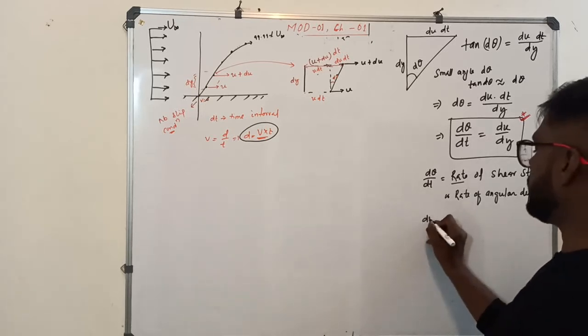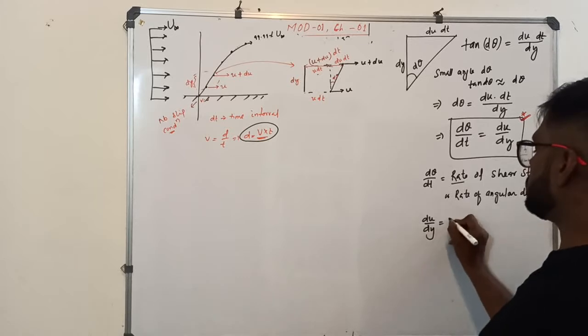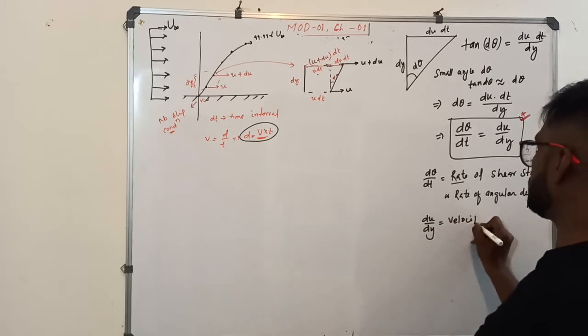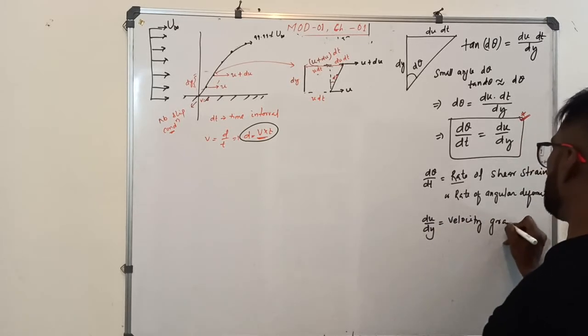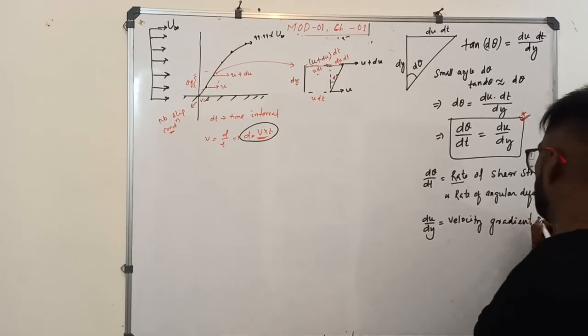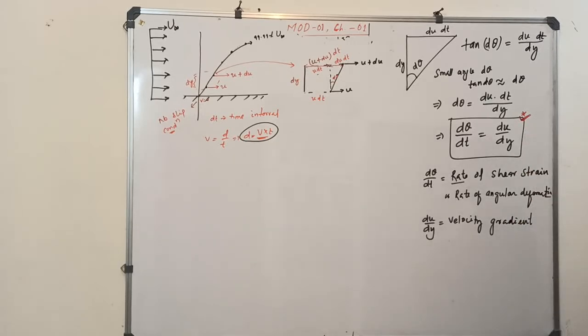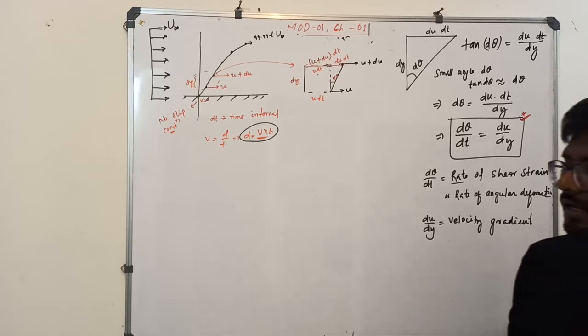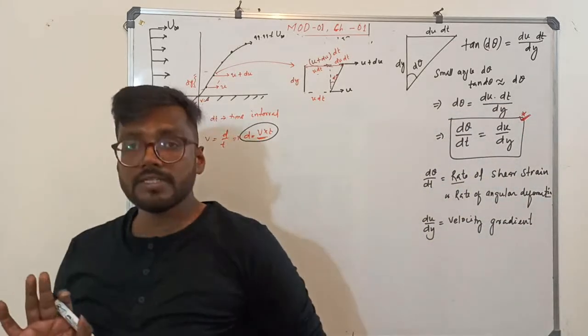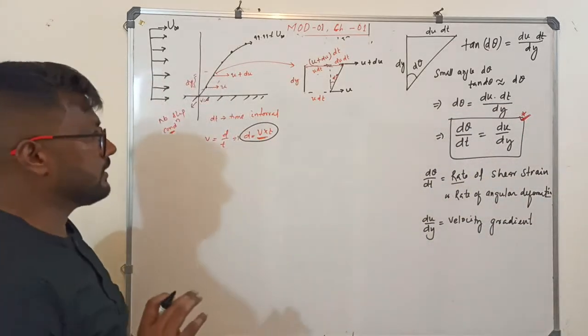What is your du by dy? What is your du by dy, sir? du by dy is nothing but the velocity gradient. What is du by dy? It's nothing but your velocity gradient. Understood? Okay?